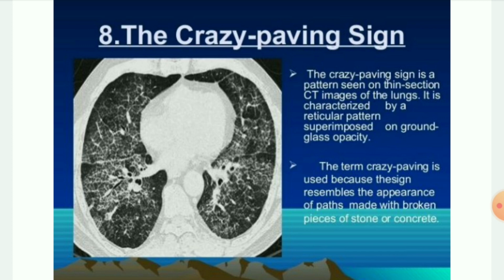The differential diagnosis of crazy paving sign includes Pneumocystis carinii pneumonia, mucinous bronchoalveolar carcinoma, sarcoidosis, lipoid pneumonia, adult respiratory distress syndrome, and pulmonary hemorrhage syndromes. The highest prevalence of crazy paving sign in the study was seen in pulmonary alveolar proteinosis, diffuse alveolar damage, acute interstitial pneumonia, and adult respiratory distress syndrome.